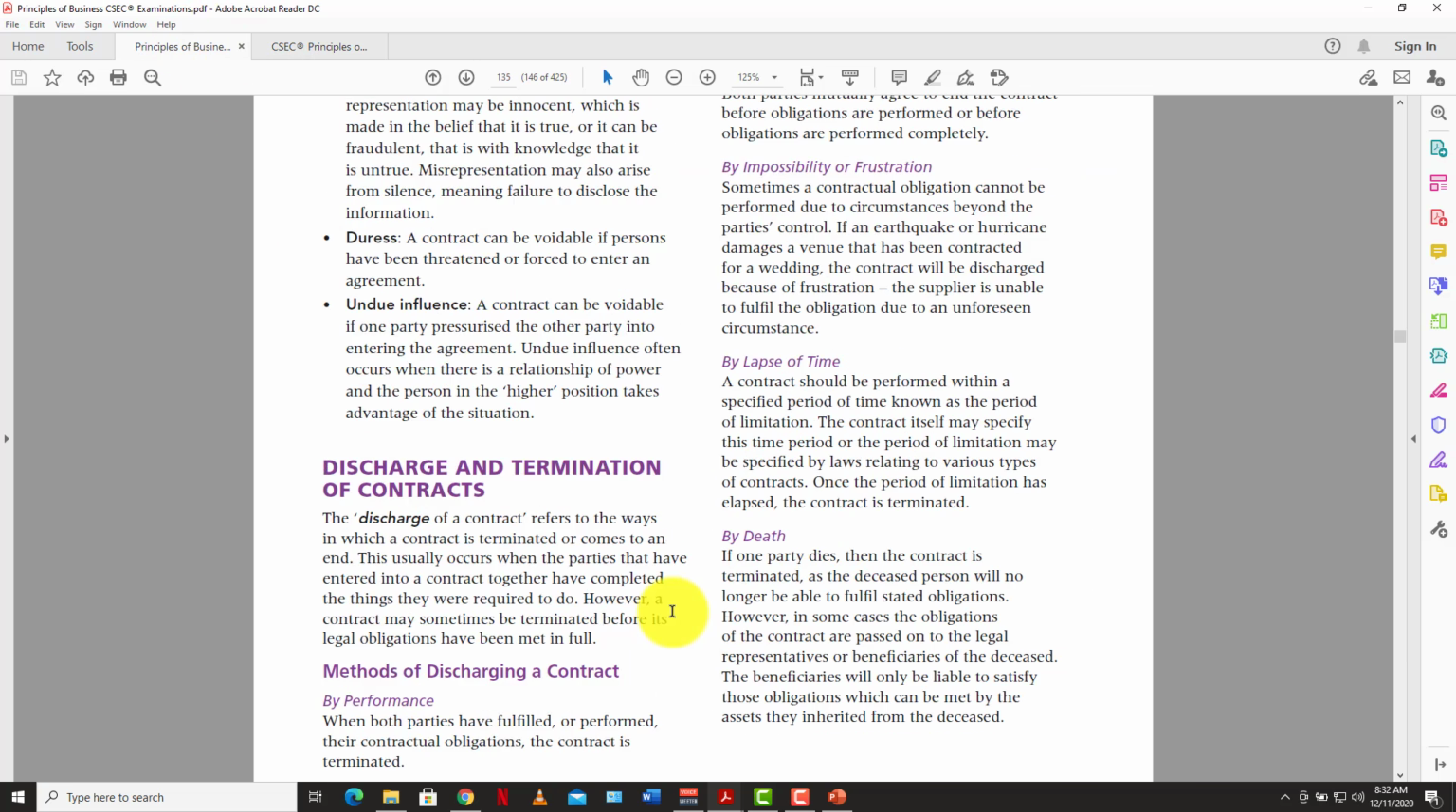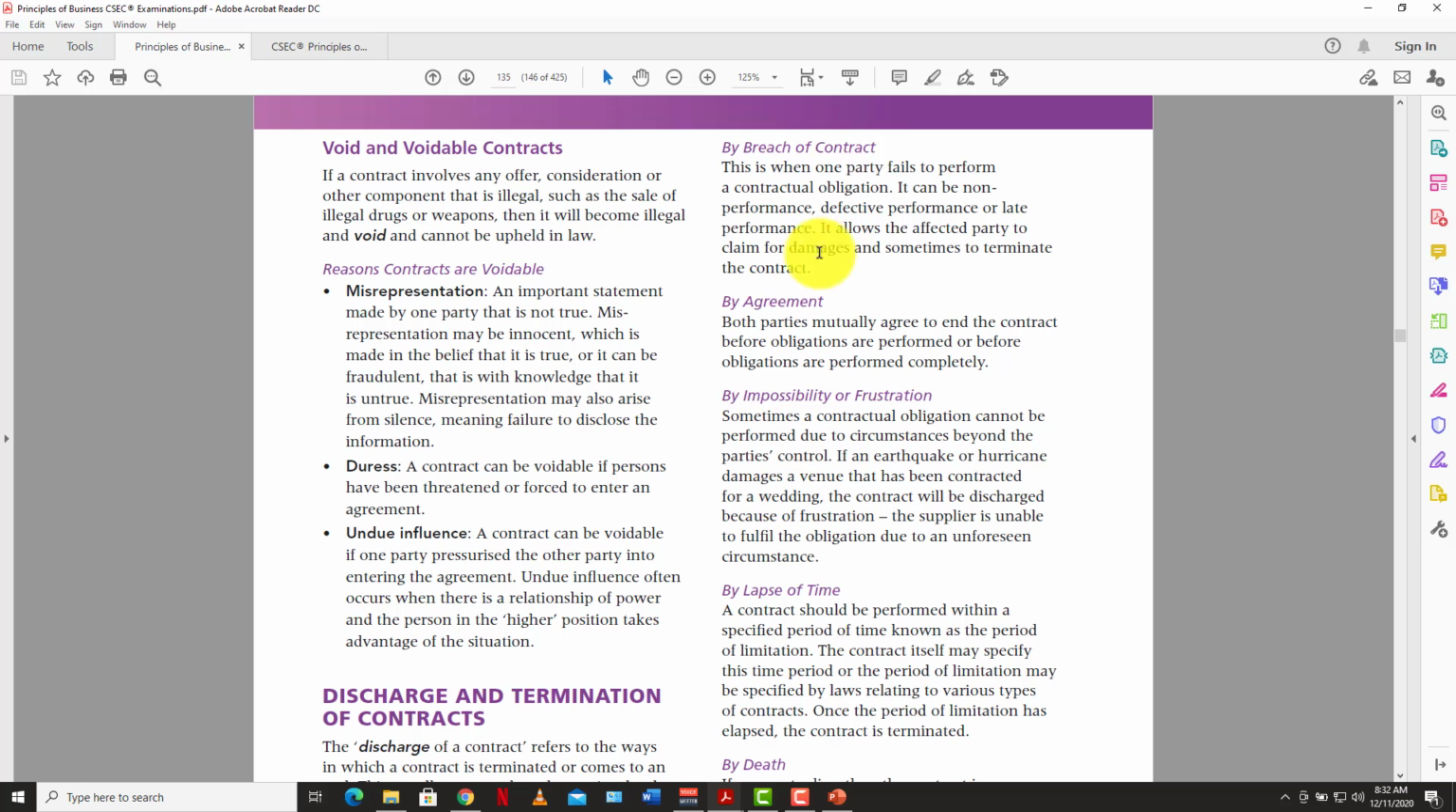So right there, we're going to have what we call a breach, right? There's a breach of the contract. So that's one way. There's a breach of contract. This is when one party fails to perform a contractual obligation. It can be non-performance, so in case of John did not deliver on time. Defective performance or late performance. And again, John did not deliver on time, so late performance. It allows the affected party to claim for damages and sometimes to terminate the contract. So there's a breach right there.